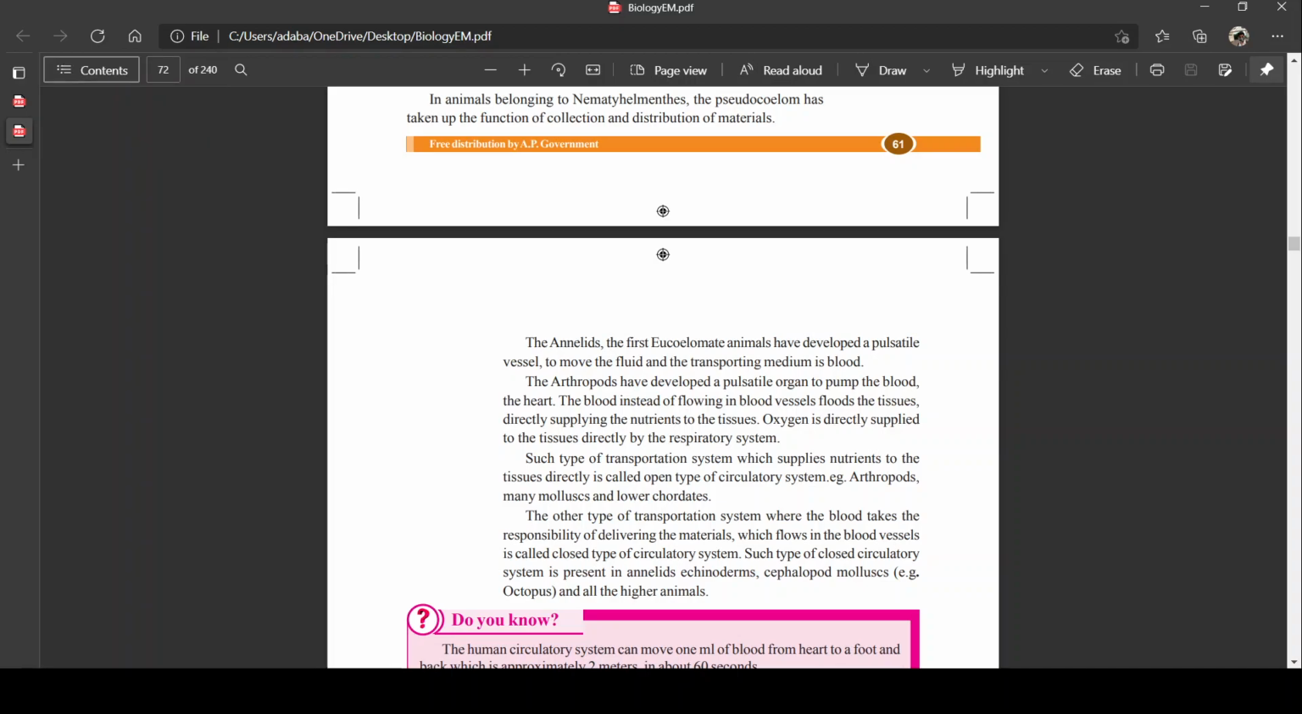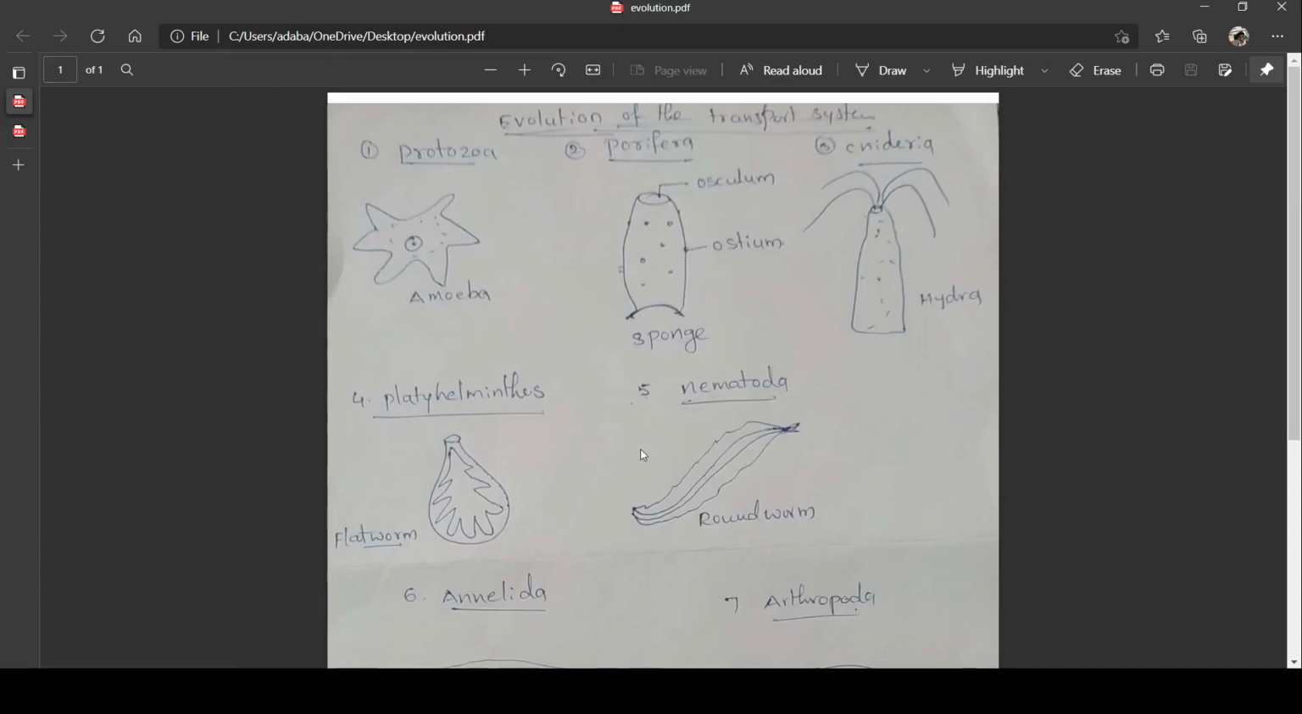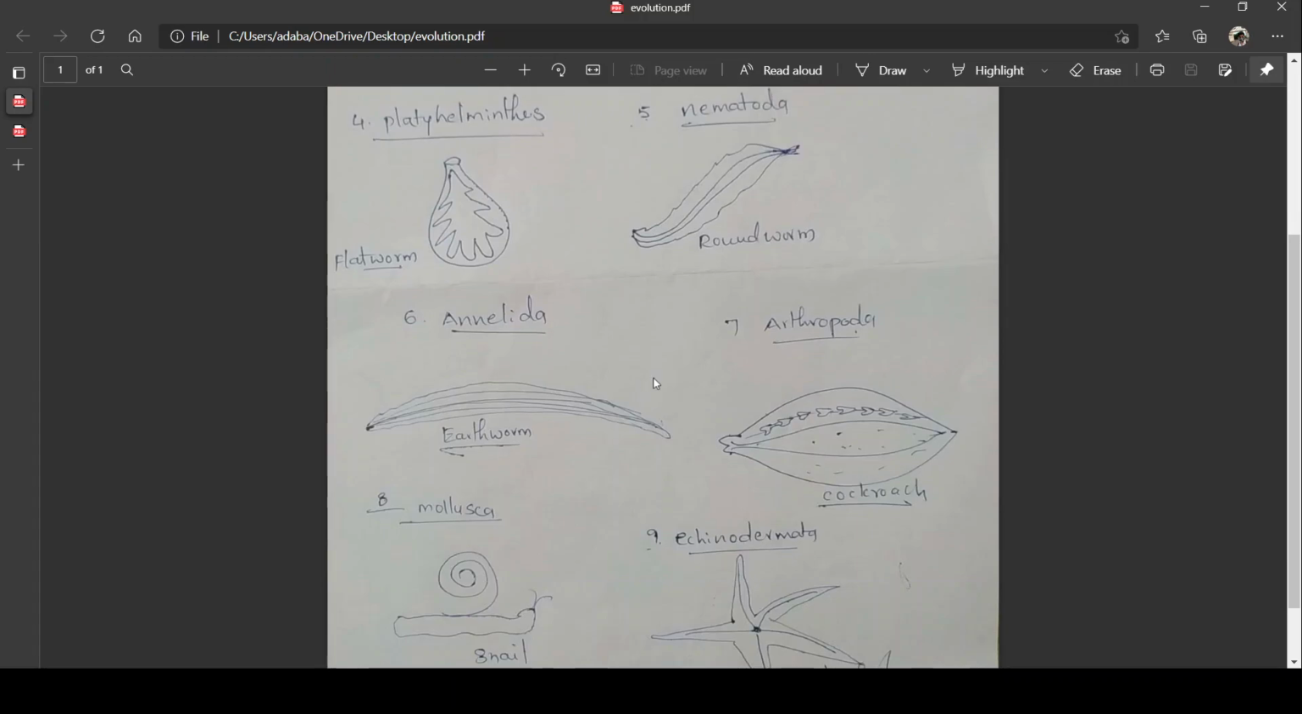So earthworms contain blood vessels. See the picture. This is the earthworm. Earthworms contain blood vessels and also some heart-like pulsatile tubes.